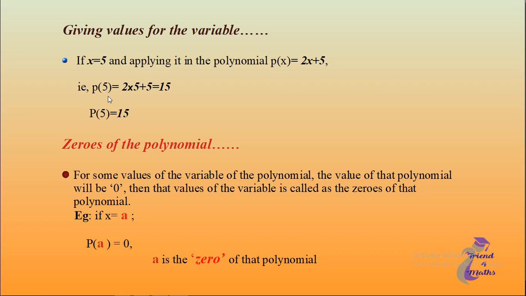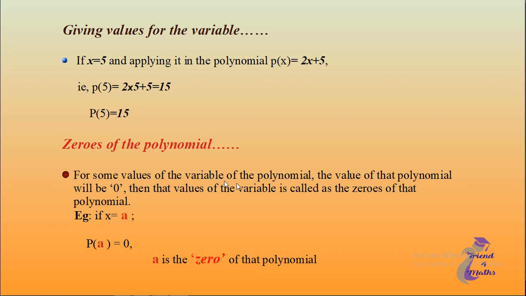x has the value 5, and here the value of the polynomial when x equals 5 is equal to 2 into 5 plus 5, and that is equal to 15. We can represent it as P of 5 is equal to 15.